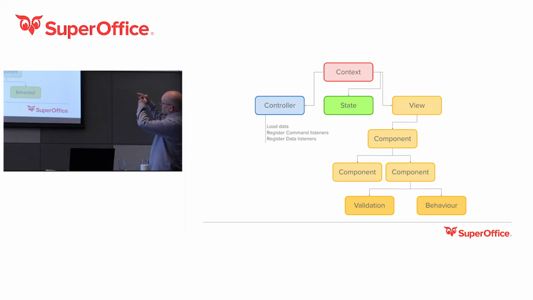And we end up with something like this. You have the context, you have the controller, the state, the view, and then a component, and then of course you have other stuff added to the component, which is validation, behavior and other stuff I will come back to.